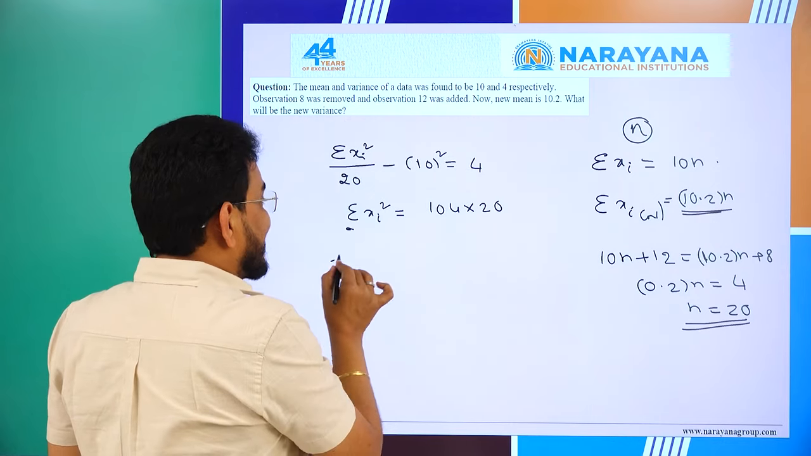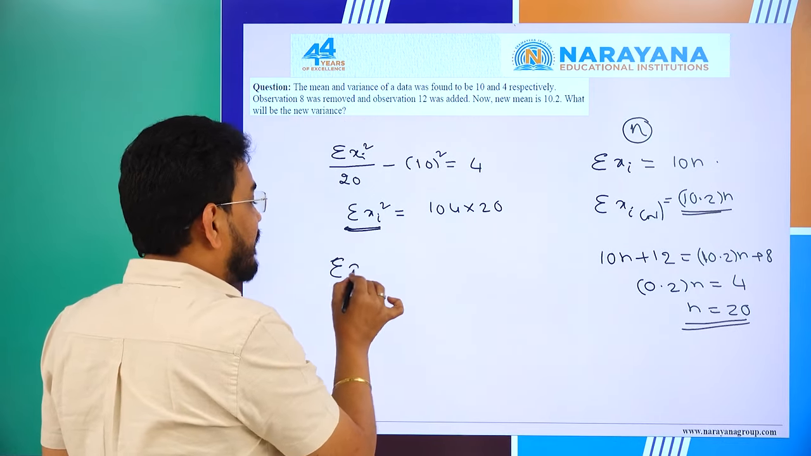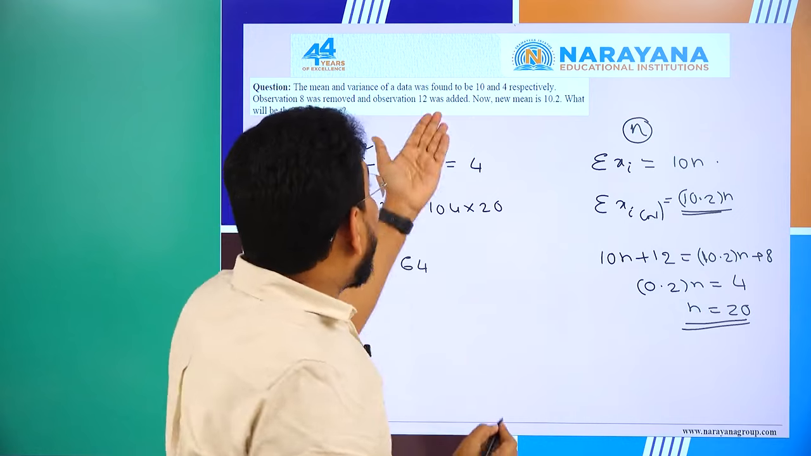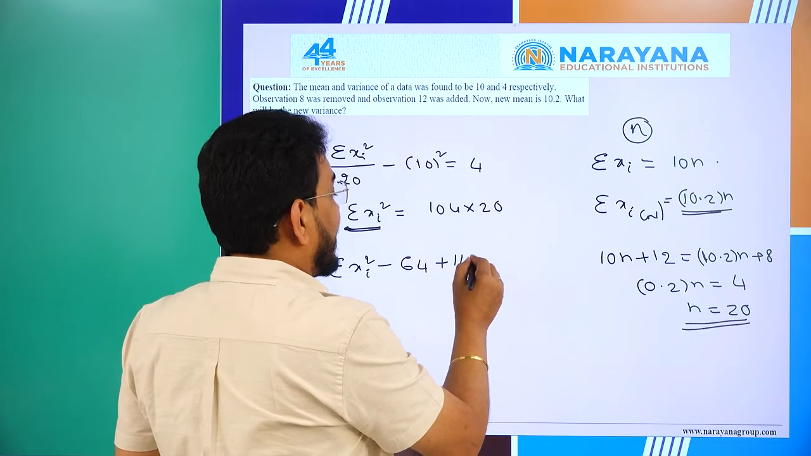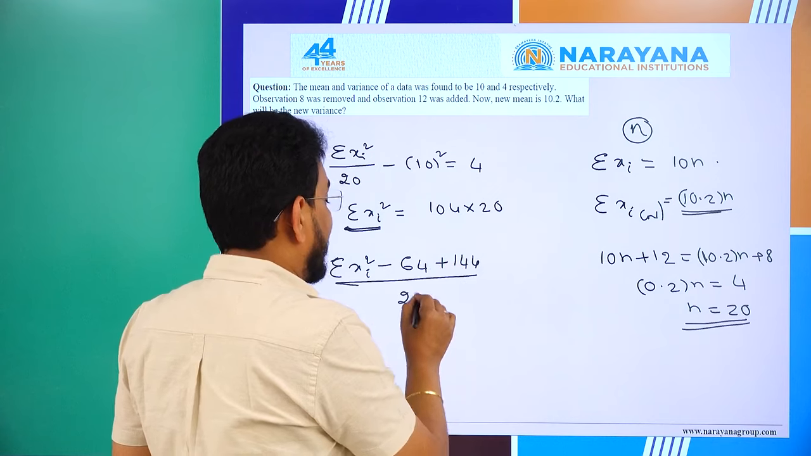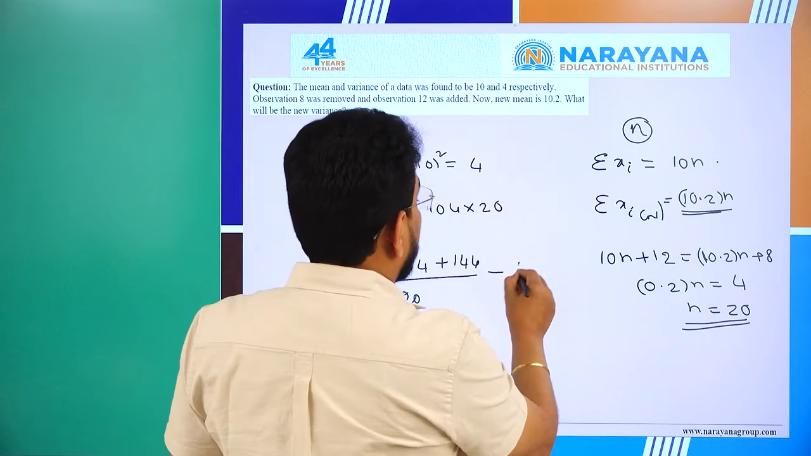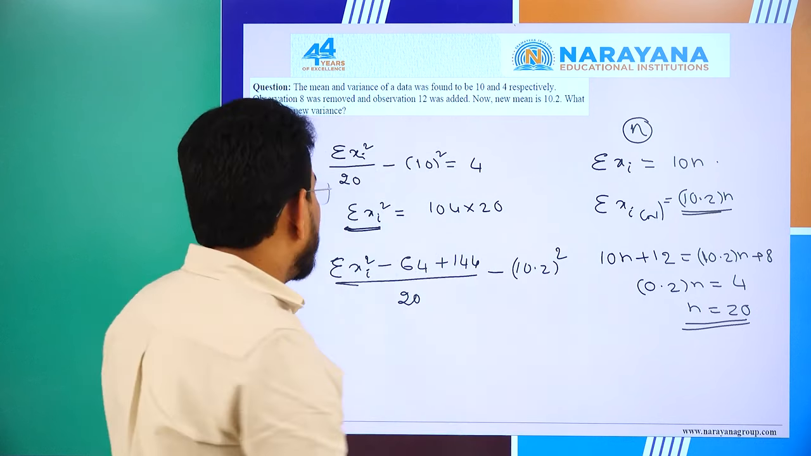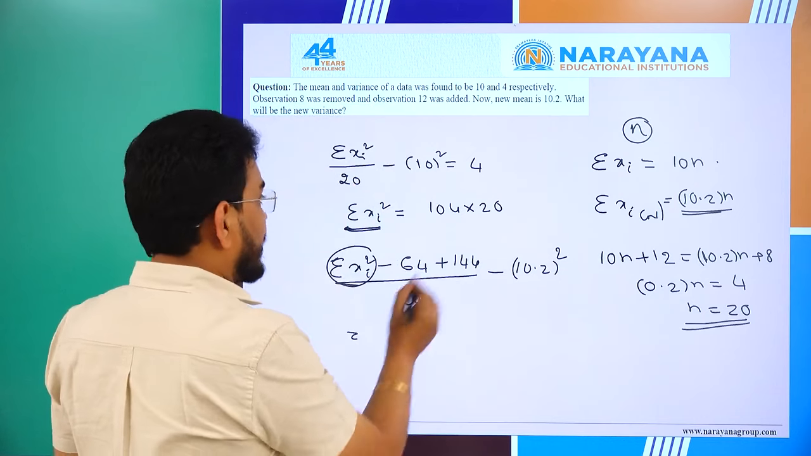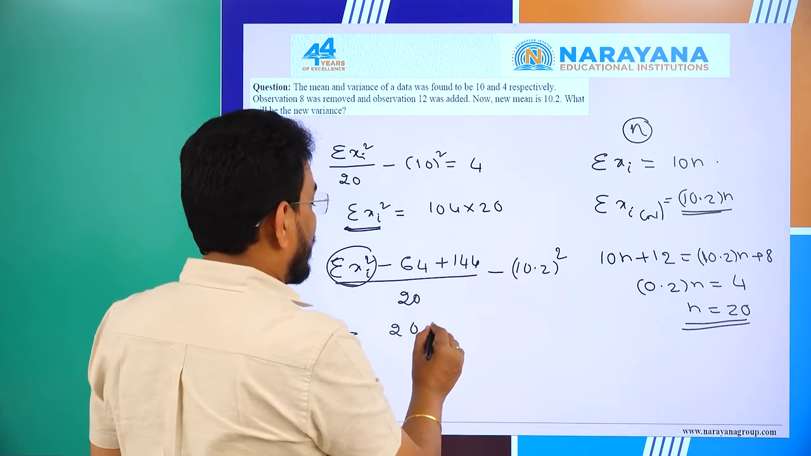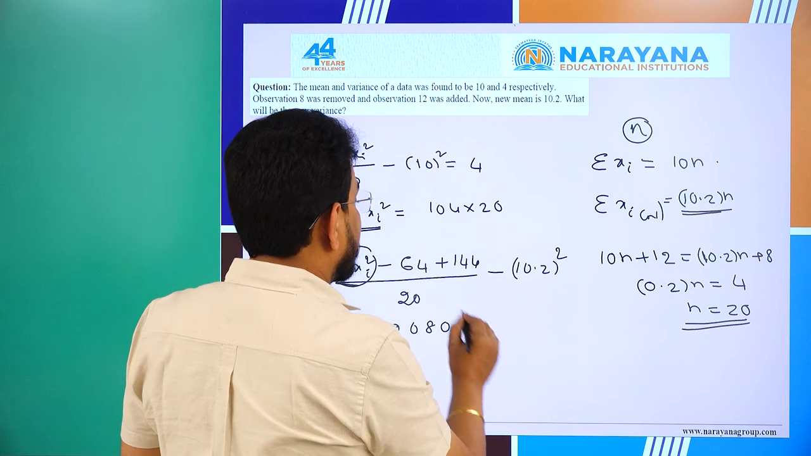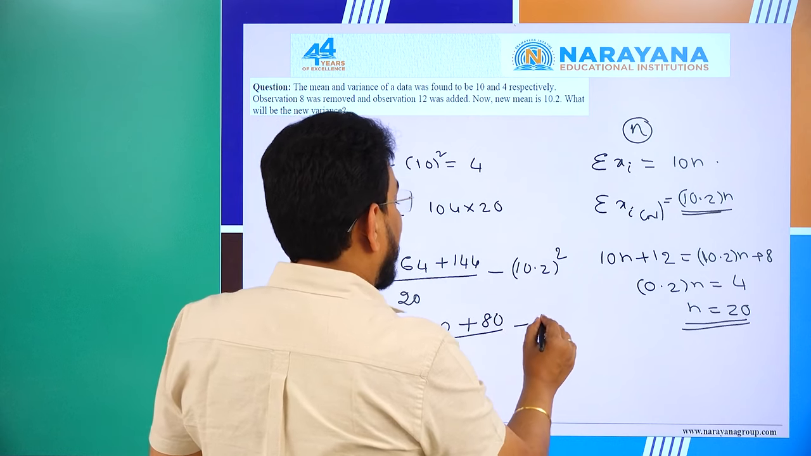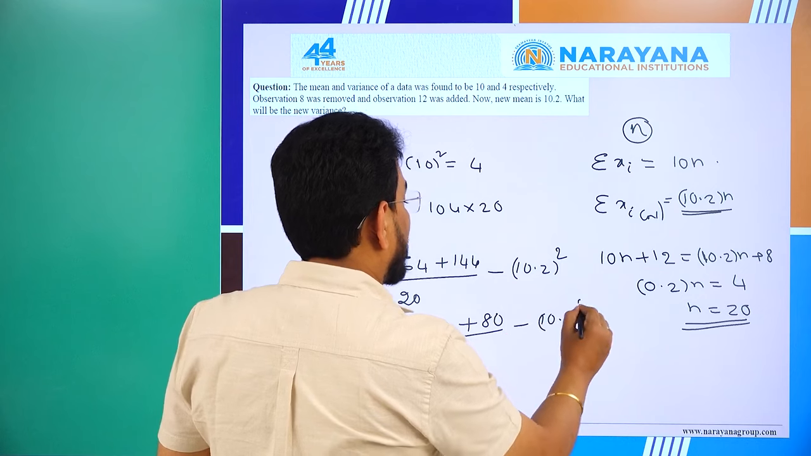New variance is sigma xi square, but what happened? I removed 8, so eliminate 64, added 12, add 144 by 20 minus 10.2 whole square. This is what is needed. So what is this value? It is equal to 2080 plus this value will be 80 by 20 minus 10.2 whole square.